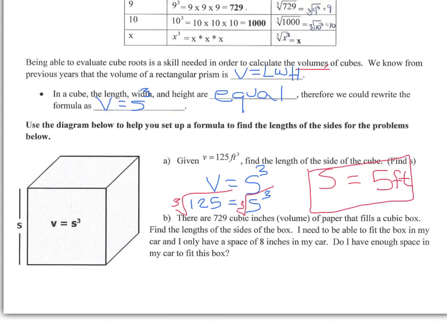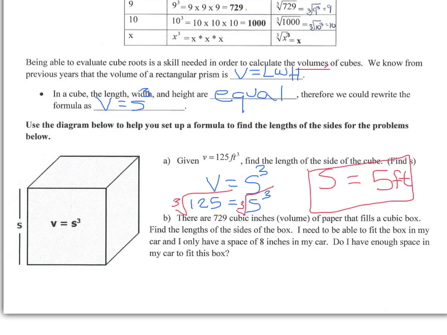And then letter B. There are 729 cubic inches of volume of a paper that fills a cubic box. Find the length of the side of the box. Also, I need to be able to fit that box in my car, and I only have a space of 8 inches in my car to do that. And I want to know if I have enough space in my car to fit this box.